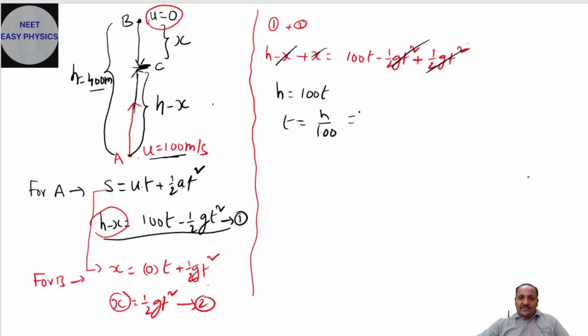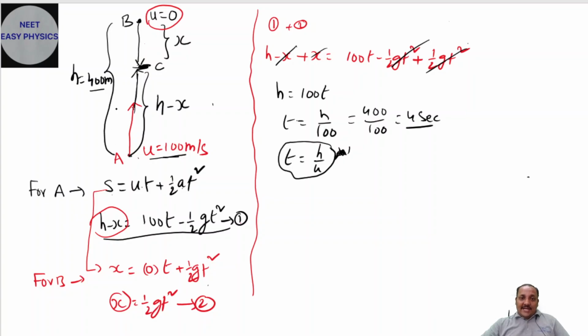What is the height they give? 400. So 400 by 100 is 4 seconds. After what time are both going to meet? After 4 seconds both are going to meet. For this, some people will use a shortcut: T is equal to H by U. But before using this, you have to take care of how much time it is taking to come downwards and how much time it is taking to go upwards. We will discuss that.